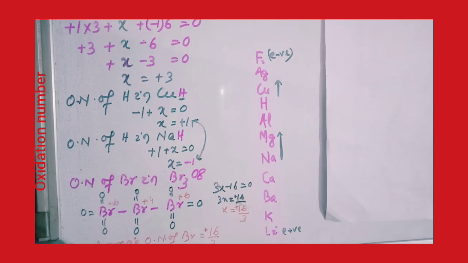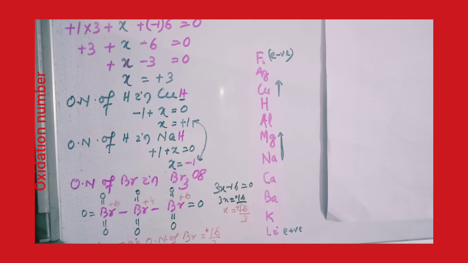Oxidation number of d block elements can be calculated by knowing its electronic configuration. Let us take an example, manganese. In case of manganese, the oxidation states are plus 2, plus 3, plus 4, plus 5, plus 6, plus 7. As you know, both s and d electrons take part in bonding in case of d block elements. The oxidation states are plus 2 to plus 7 for manganese: 4s2, 3d5, 7 electrons, and both s and d electrons take part in bonding.